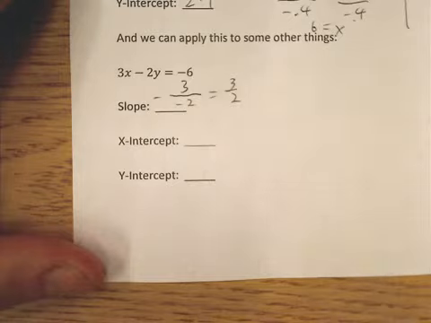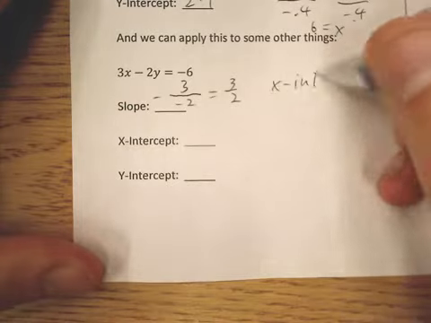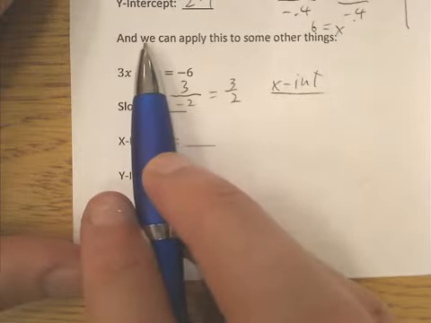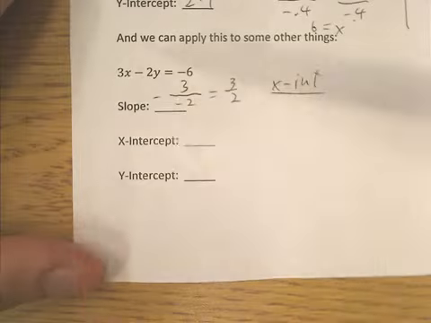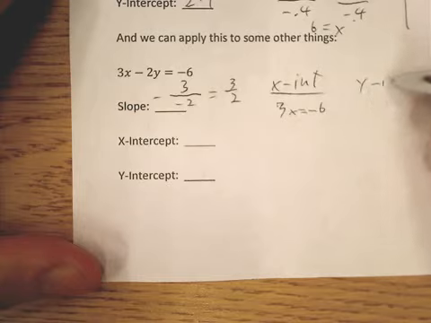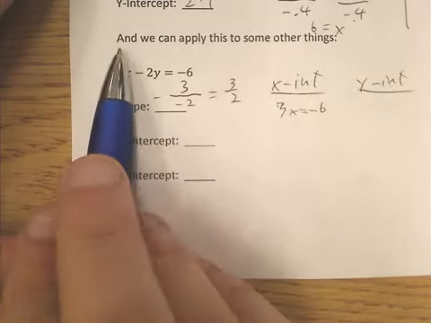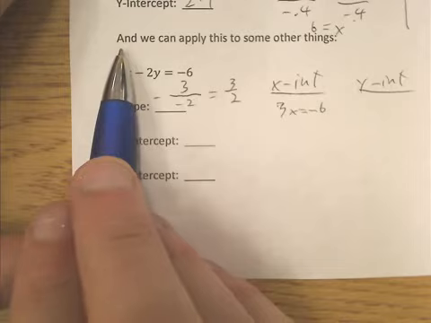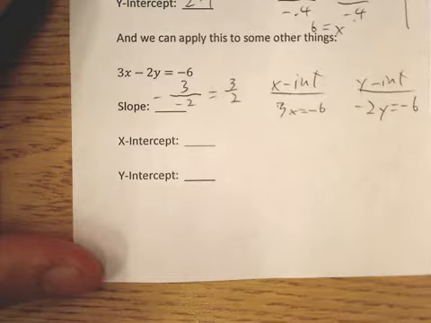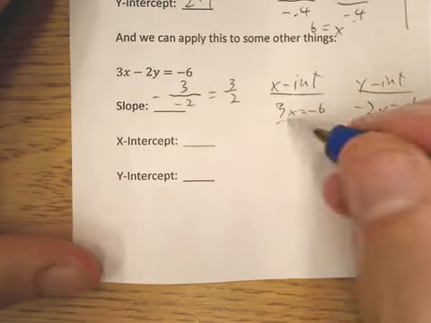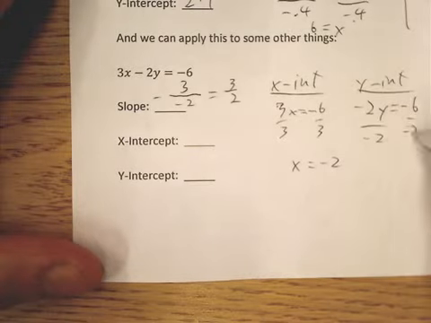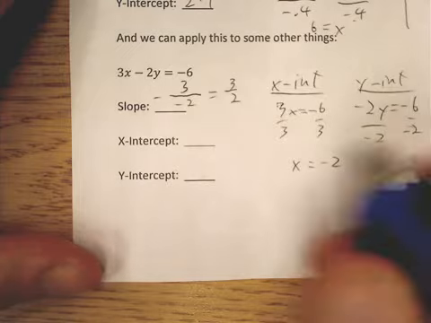Okay? To find the x and y-intercept, it's just like before. To find the x-intercept, write it without the y. So you have 3x equals -6. To find the y-intercept, you're going to write it without the x. -2y equals -6. Okay, divide this one by 3. You divide by whatever's in front of the letter. Divide this one by -2, you get 3.